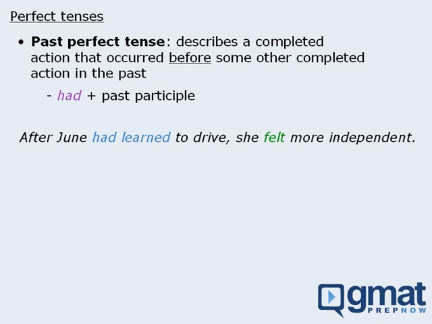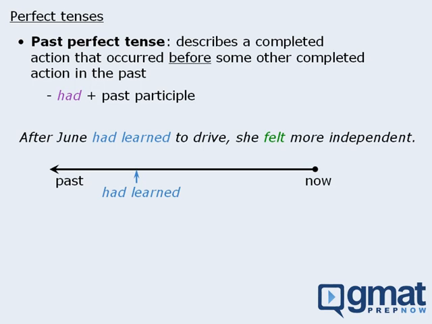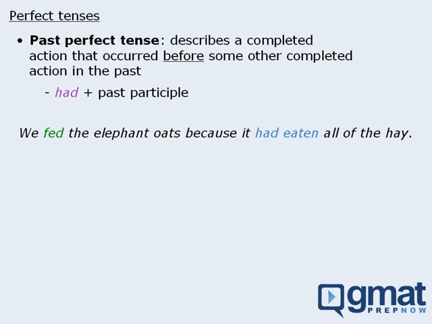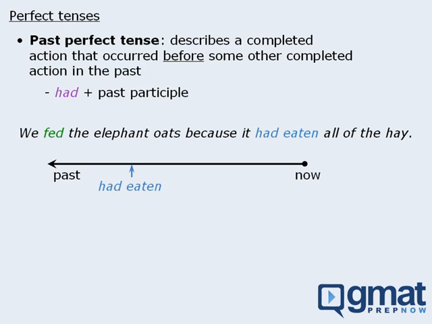So if we examine the sequence of events on a timeline, we can see that the learning must have happened before the feeling. All right, one more example. We fed the elephant oats because it had eaten all of the hay. Here we can tell that the eating must have occurred before the feeding.